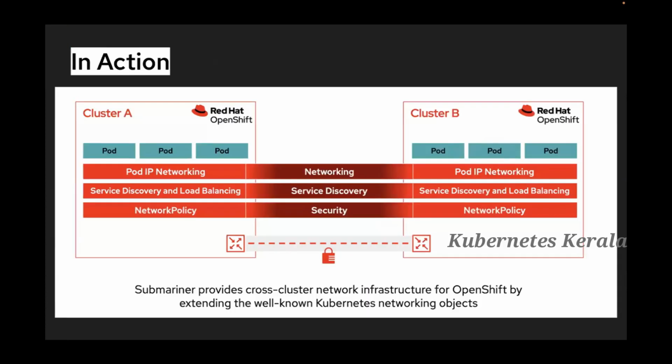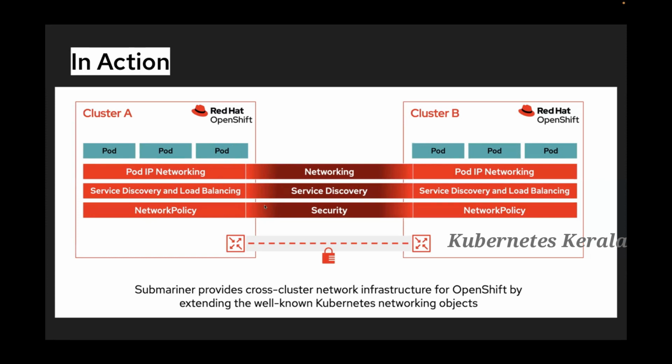Okay. So in action, when I install Submariner completely, what is the benefit that I get? You'll have a networking, first the pod IP network. When a pod wants to talk to a pod in cluster two, it will be native, like how this pod talks to another pod in the same cluster, the same way it will talk to a pod in the other cluster also. Okay, so that is one functionality.